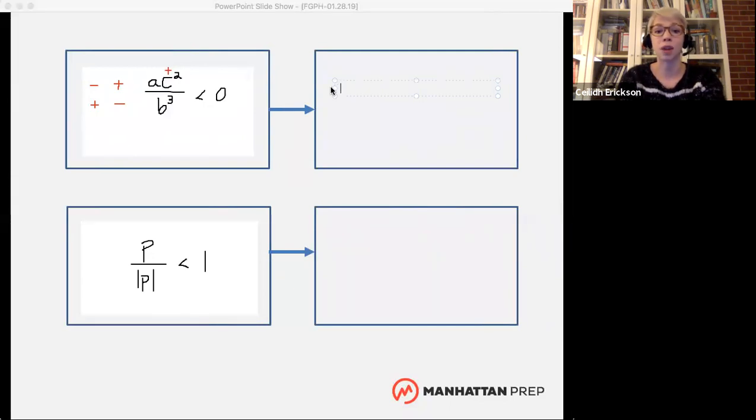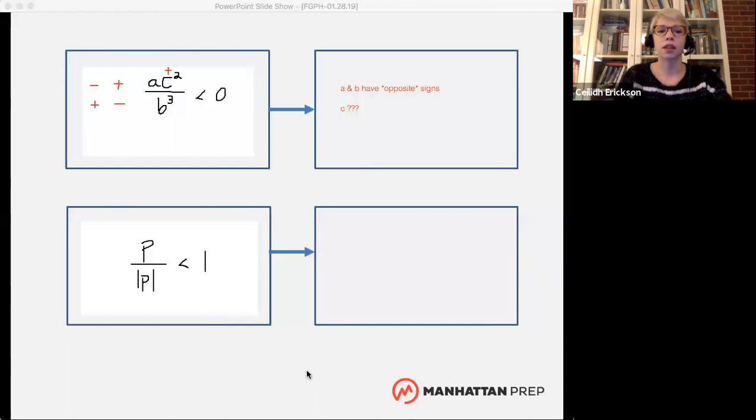Well, one of them has to be positive, one of them has to be negative. So A and B have opposite signs. And then C, we don't know. That even exponent is hiding the sign. C could be positive or negative.